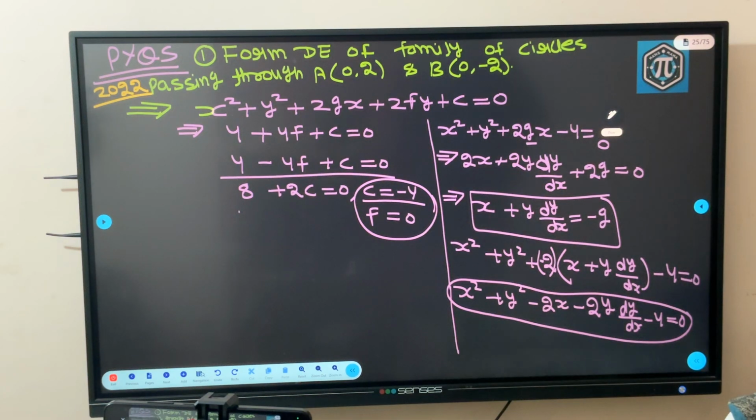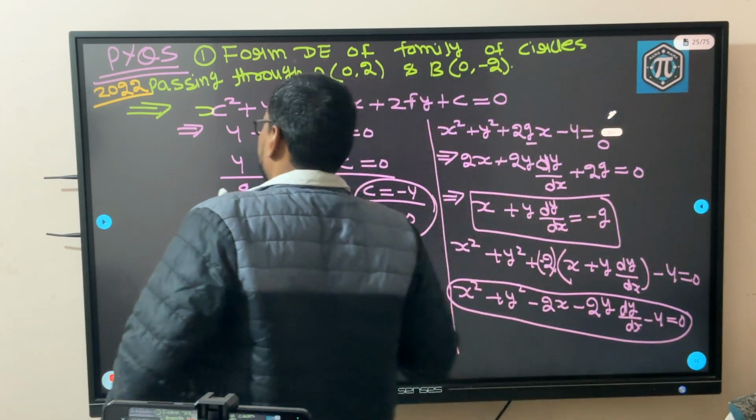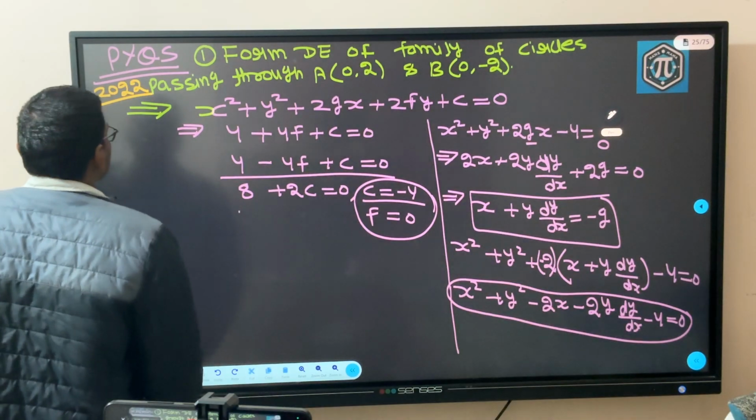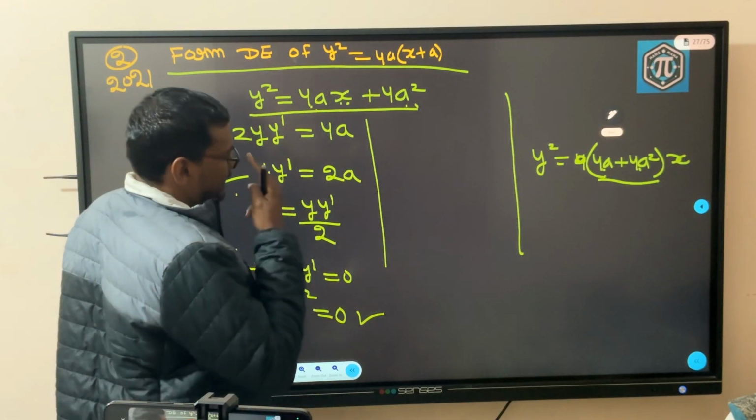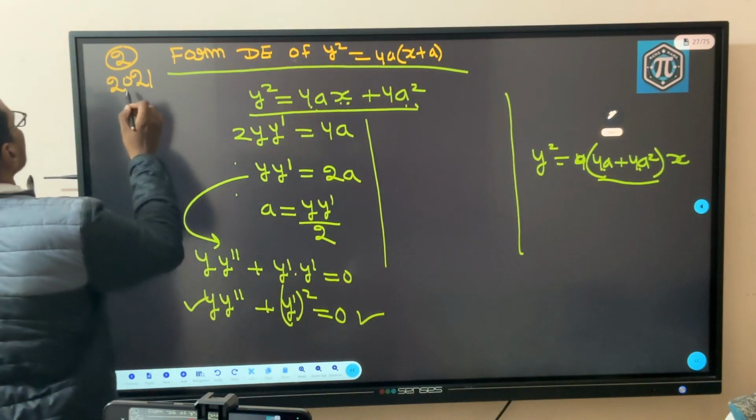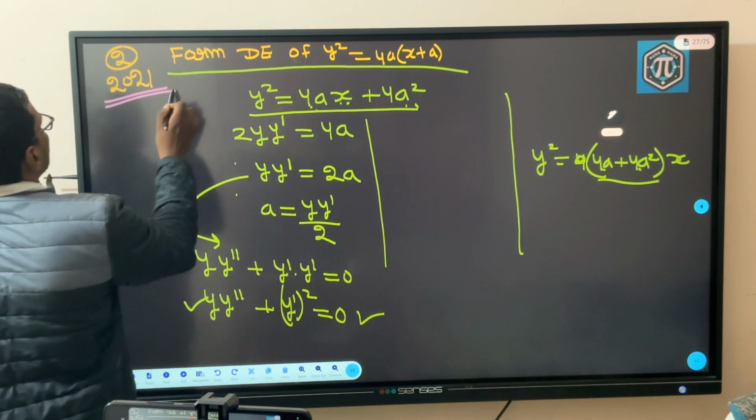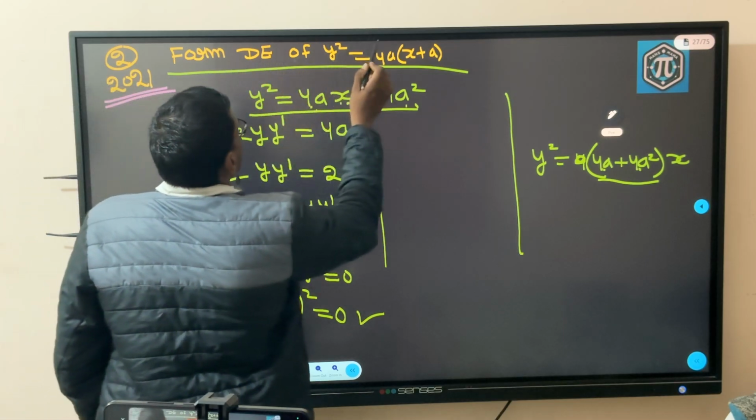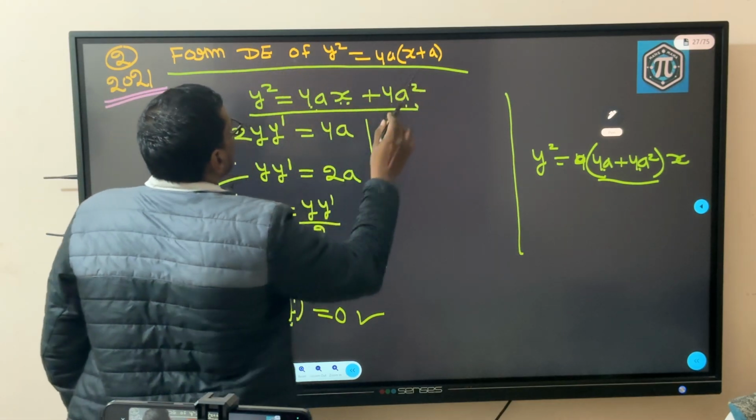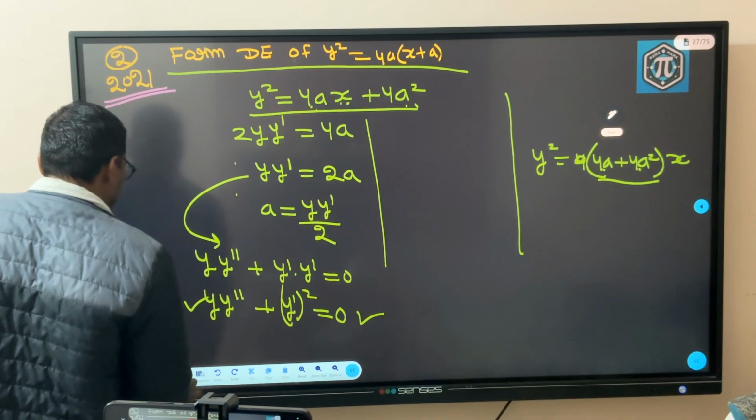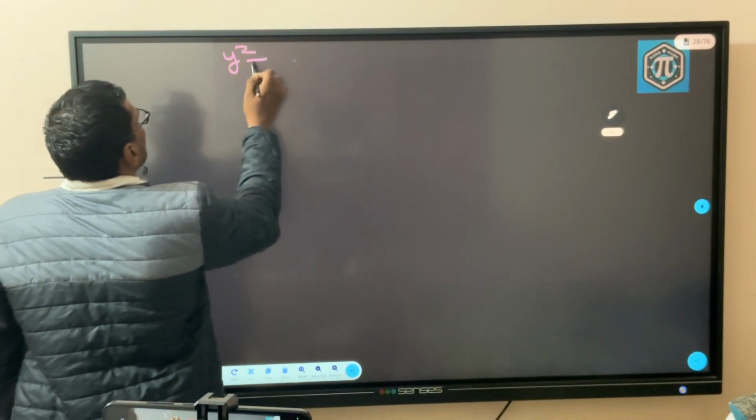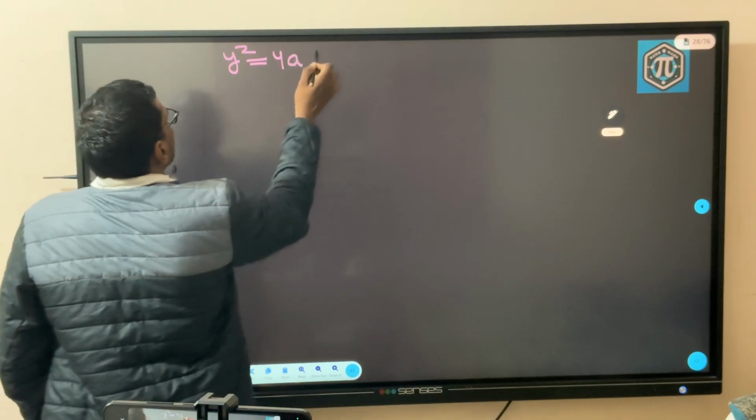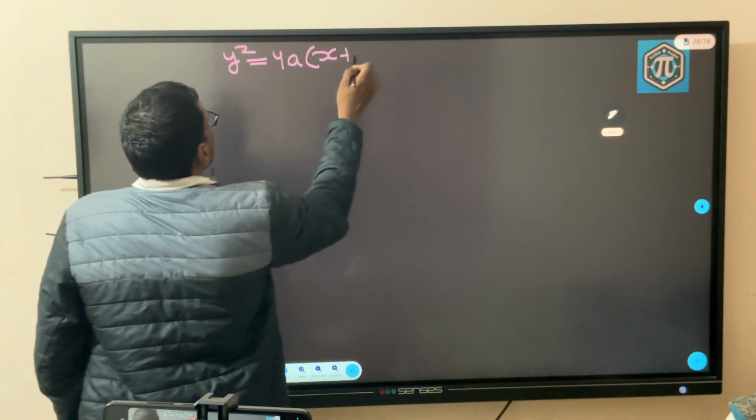Yes, so dear students, let's go next. Here is the second question, beta. What is the second question? See carefully. From Mains 2021, form the differential equation of y square equal to 4a into (x plus a).